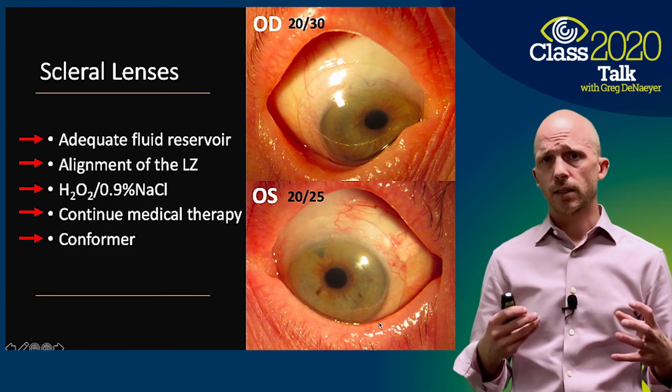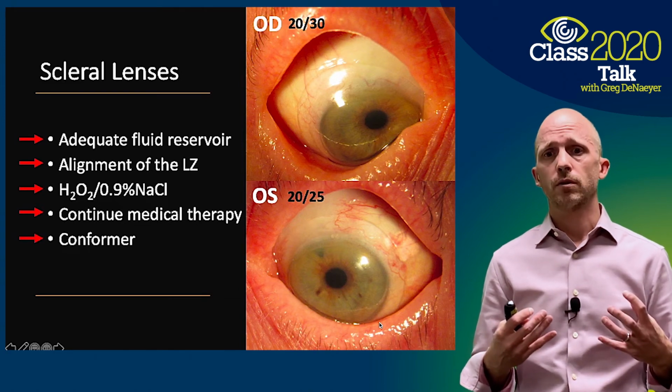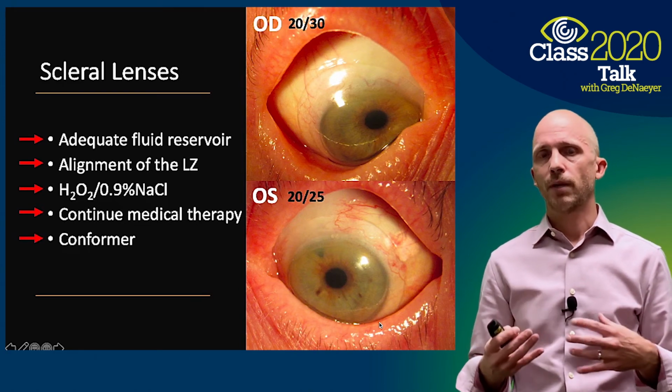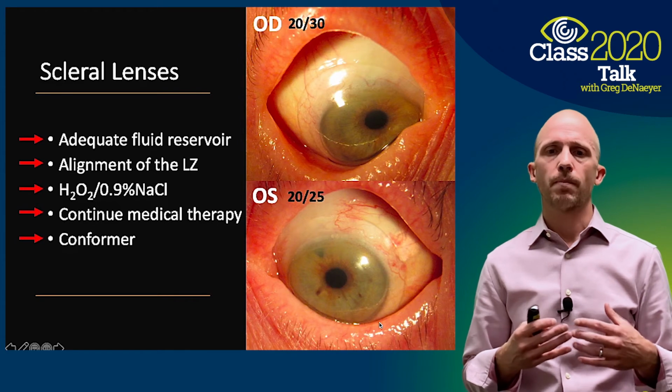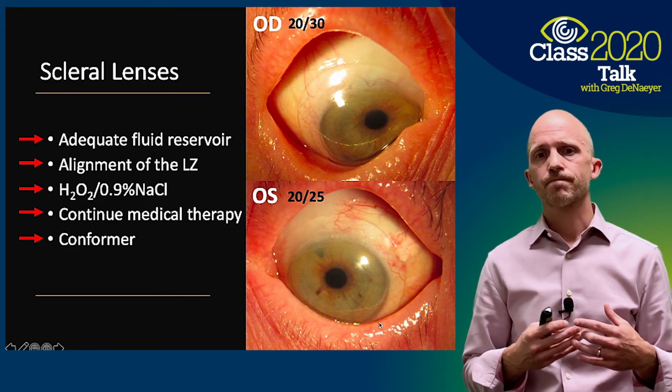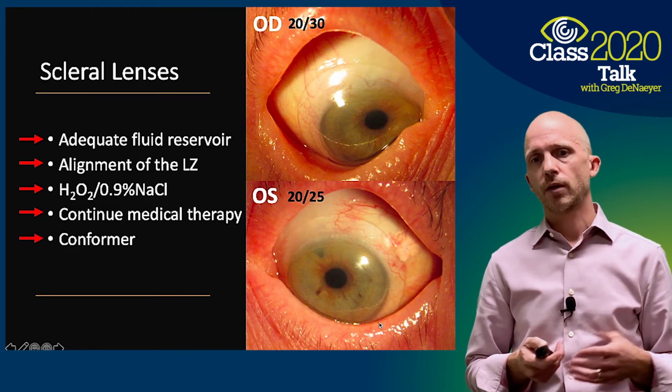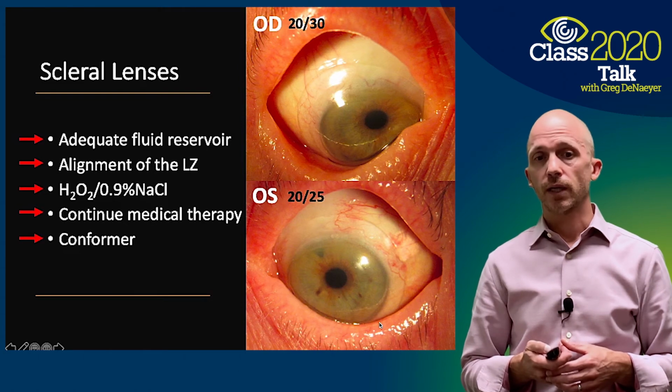And you might think that these lenses really act as a conformer too. Remember, she has ocular pemphigoid, so we worry about those symblepharons. Her vision is 20/30 in the right eye and 20/25 in the left eye.